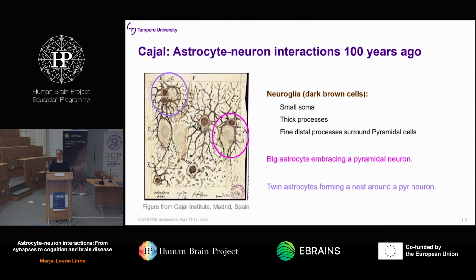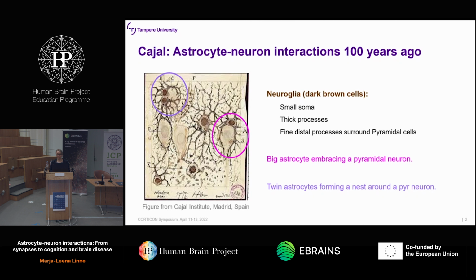We have known about astrocyte-neuron interactions for more than 100 years, from studies by Ramon Cajal and others. But for most of the past 100 years, we haven't really had tools to address them in as much detail as the neuronal cells. There are many reasons for this, and we don't have time in this talk to go into the details.